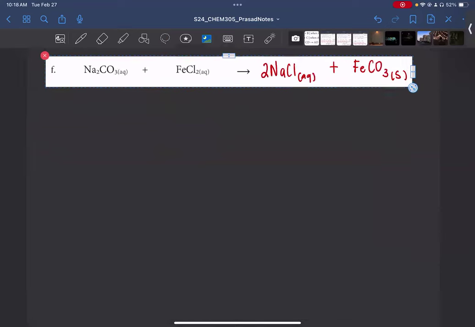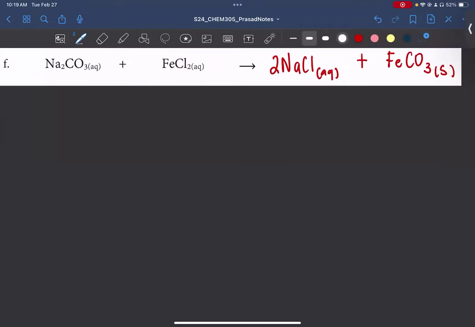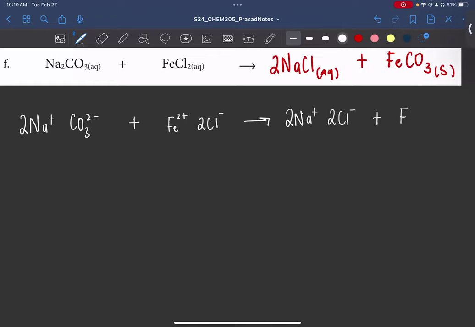All right, next one up. This reaction right here. Already balanced, already state symboled, everything's good. Going from left to right, we're going to split aqueous species. We're going to consider balancing what we have in total for the complete equation. We have 2Na+, CO3 2-, plus Fe2+, 2Cl-, to give us 2Na+, 2Cl-. And then finally, we do not split the iron carbonate as it is solid.